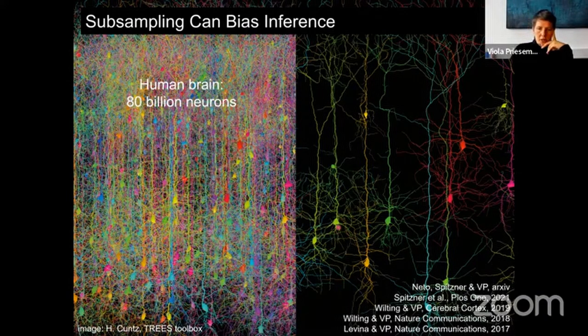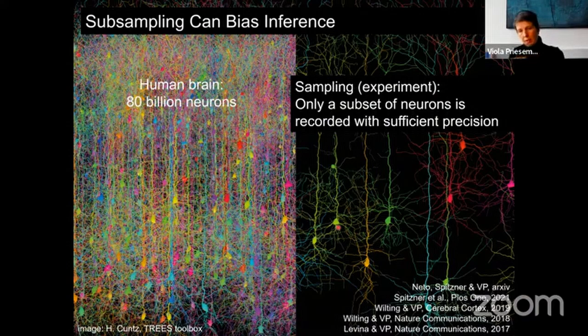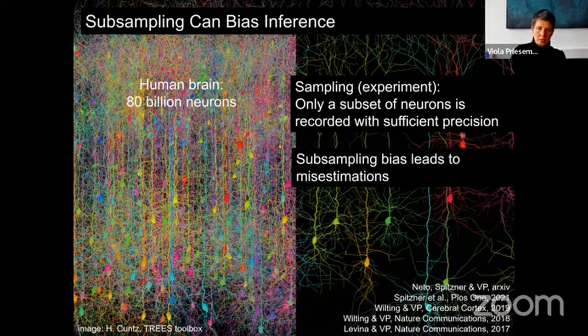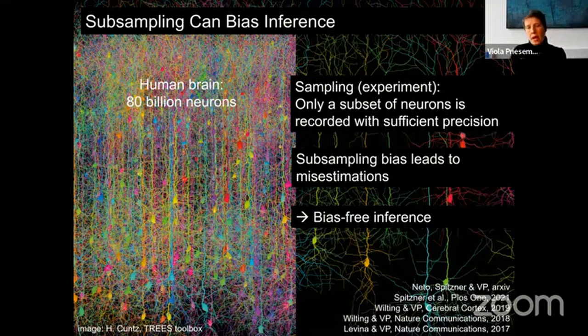And if you only record a subset of the neurons with sufficient temporal precision, that can lead, when we want to estimate the spreading of activity, to misestimations. And what we have done is a bias-free inference. I've been working on the topic of how to infer properties of the full system from this very tiny fraction for quite a while. I can only give a short glimpse here.